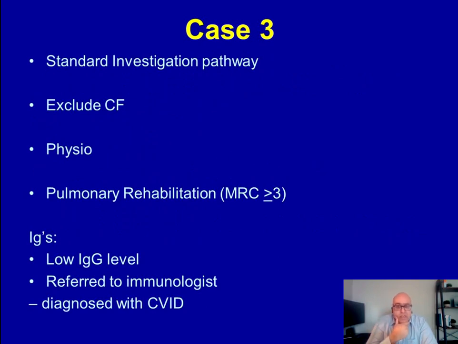Well, clearly we're going to think about our standard investigation pathway. We certainly want to exclude cystic fibrosis. And in terms of management, clearly physio and pulmonary rehab would be appropriate given this patient's MRC Dyspnoea score. But actually, the clue was really with not just the respiratory infections, but also the urinary tract infections, that this patient actually has a low IgG level, which is in keeping with a diagnosis of something called CVID, which warrants referral to the immunology team.